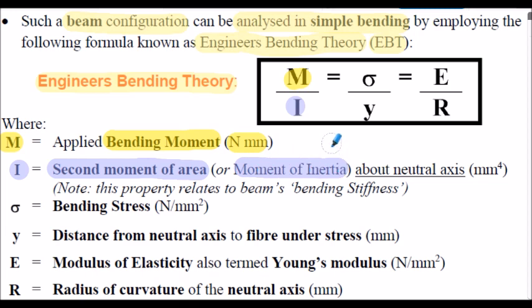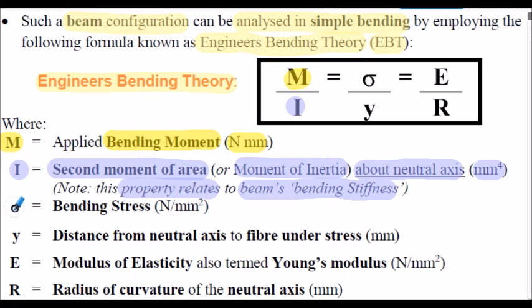But we'll refer to the second moment of area in this presentation. And that's considered about what's termed the neutral axis. The unit of I is meters to the 4, but we'll be using millimeters to the 4 within this presentation. Just note for reference that the second moment of area relates to the beam's bending stiffness.